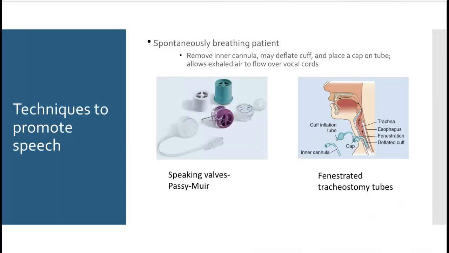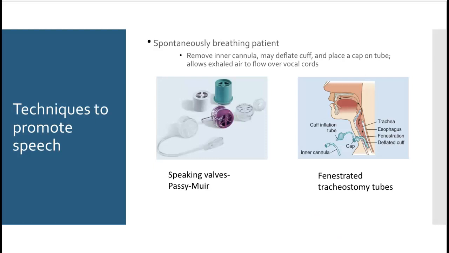So once the patient has returned to spontaneously breathing, there are some things that can help promote speech. And one of the things is a Passy-Muir valve. And so this little valve goes over the opening of the trach, and that helps to block off air so that they can speak with it. With that, you must always have the cuff completely deflated, or else the patient's not going to be able to breathe. The cuff inside here is going to block the airway, and then you're blocking it here, and so they're just not going to be able to breathe.